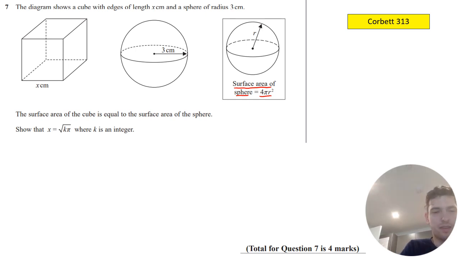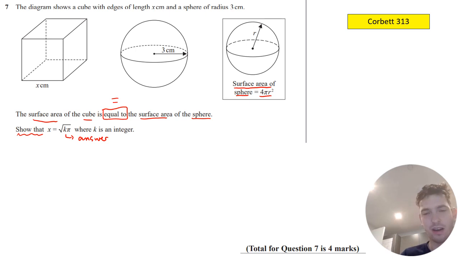Then it says the surface area of the cube is equal to the surface area of the sphere. Show that, okay, so it's a show that question. So this needs to be my answer: x equals root k pi, where k is an integer. So that is the answer that I need to get to. Okay, how do I start?